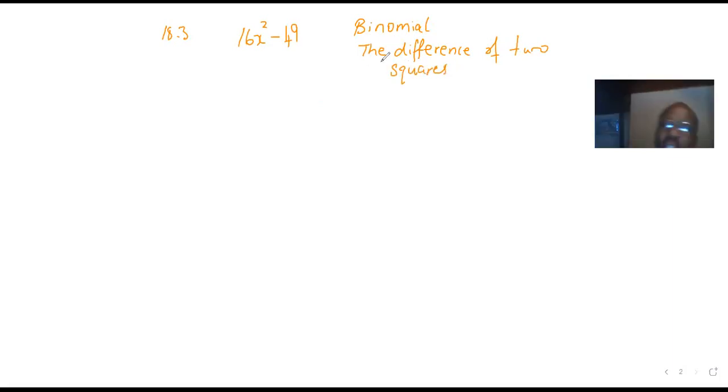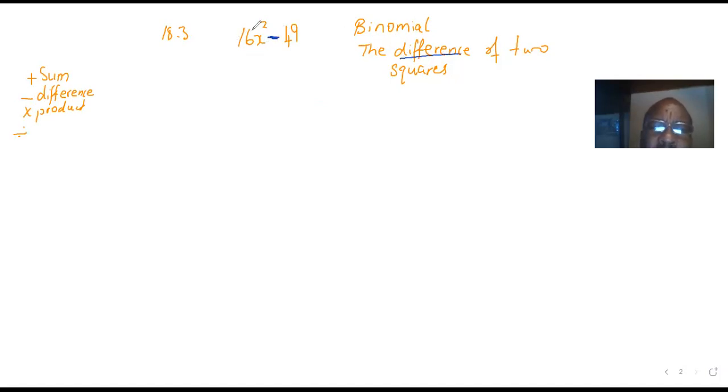Now let's analyze this. In mathematics, when we add, we talk about the sum. When you subtract, we talk about the difference. When you multiply, we talk about the product. And when you divide, we talk about the quotient. Now here, I hope you appreciate that what is happening here, we subtract: the difference of two squares.